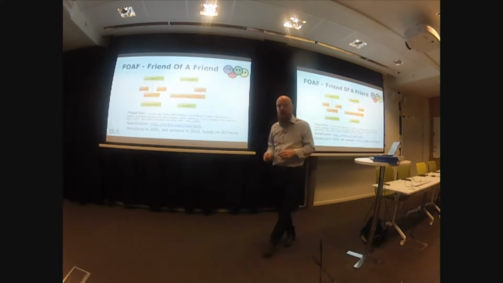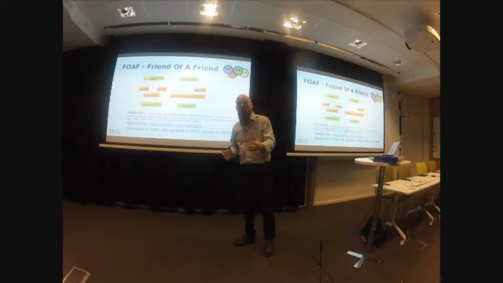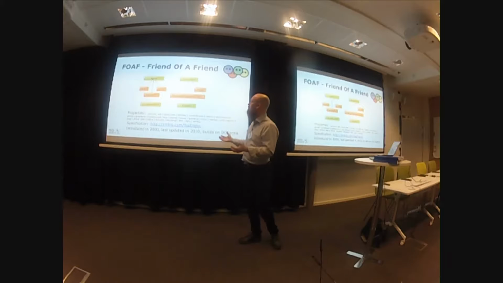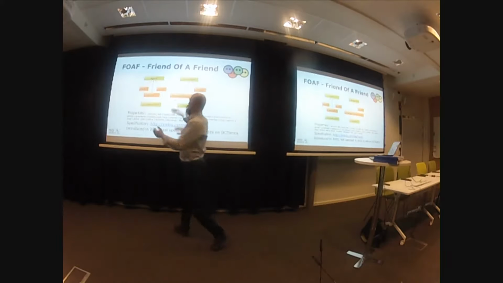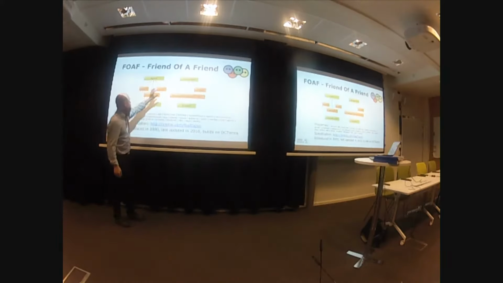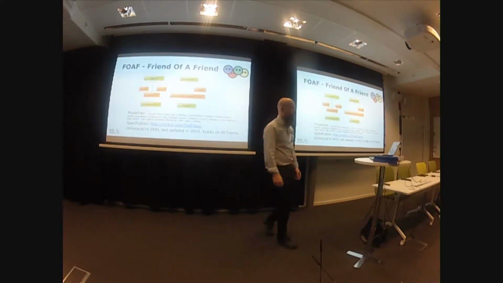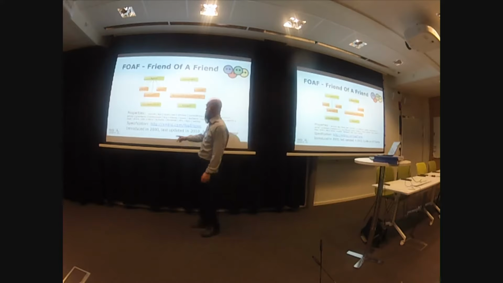FOAF is another one, focusing on how to describe people and organizations, friend of a friend. So you have an agent, which is the superclass, and you have person and group, organization, you have online accounts, you have documents, a lot of things. Here you see a lot of the properties. By mistake, I had FOAF name here somewhere. Gone.